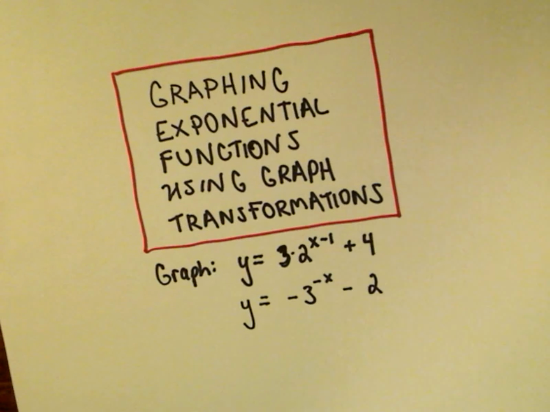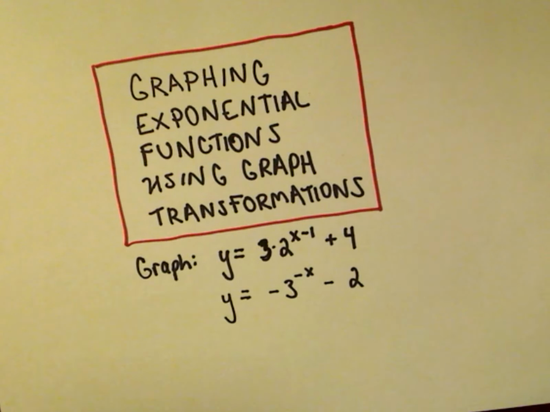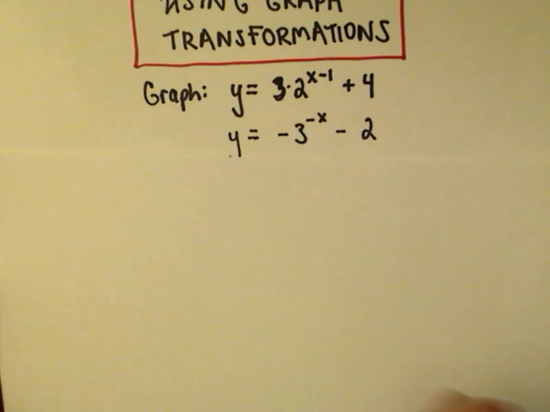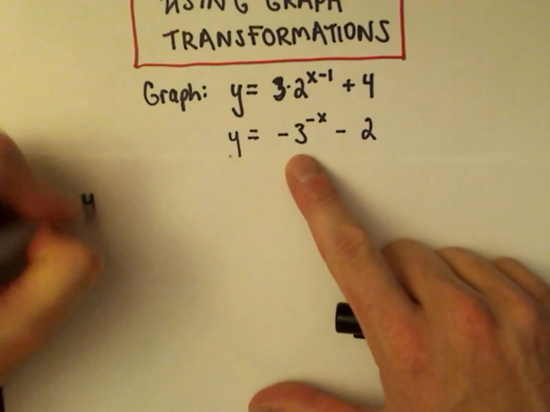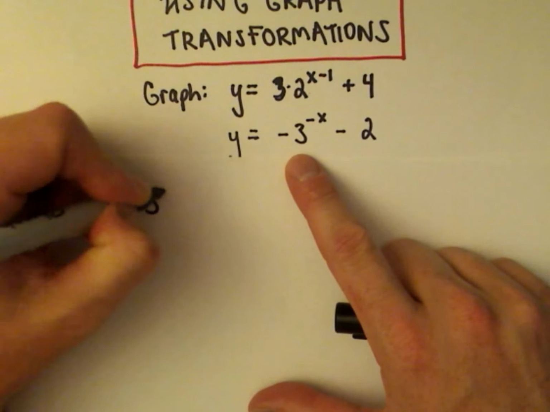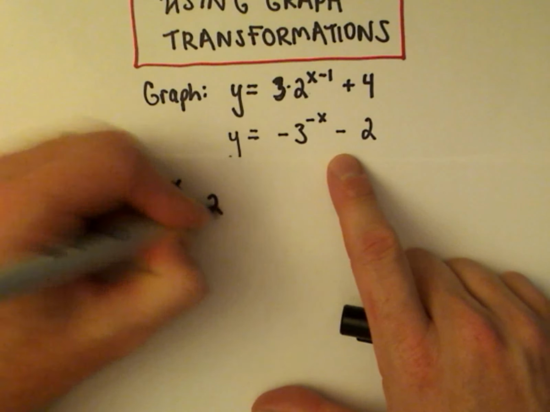All right, the next one will be a little bit easier, I think. So let's graph this last one. y equals negative 3 raised to the negative x minus 2.